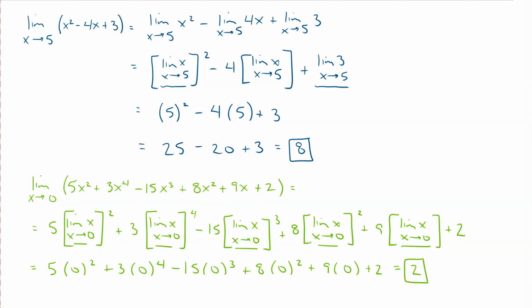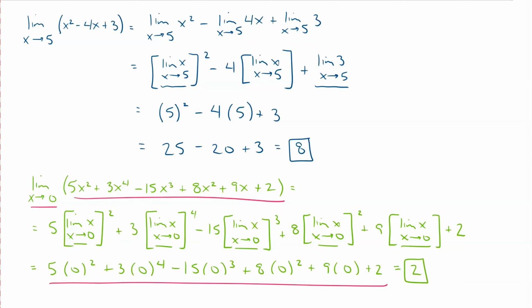But you're probably seeing something interesting at this point. Compare this to the original function and the value we're approaching. Looking back at the previous problem, compare this to the function and the x value that we're approaching. What do you see as a shortcut? What could we have done to evaluate these limits? We could have just substituted.